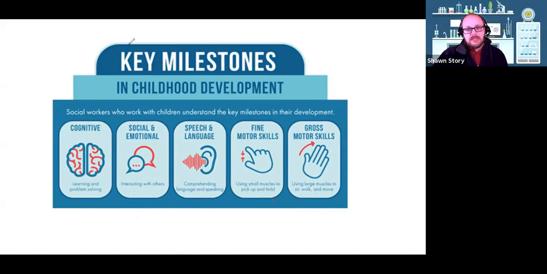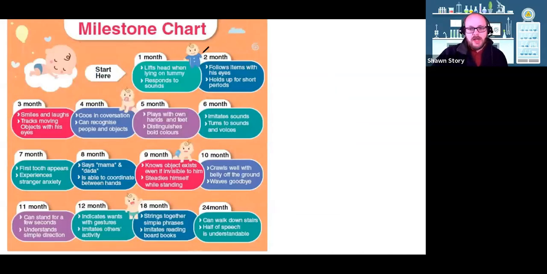So we're going to take a closer look at these. These are some of the milestones for infants from birth to 2 years, all the different development that we look for to measure healthy development of a child, right?